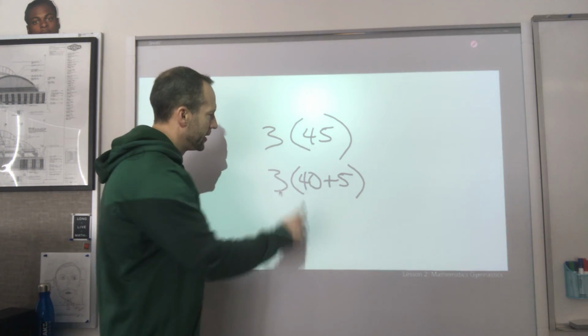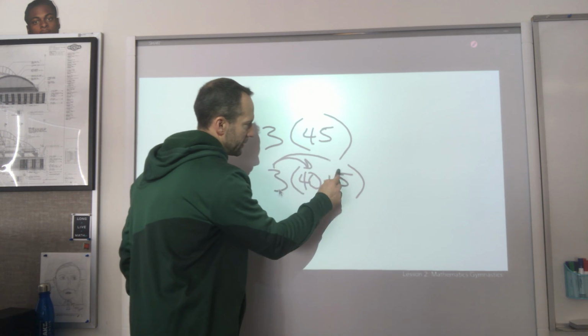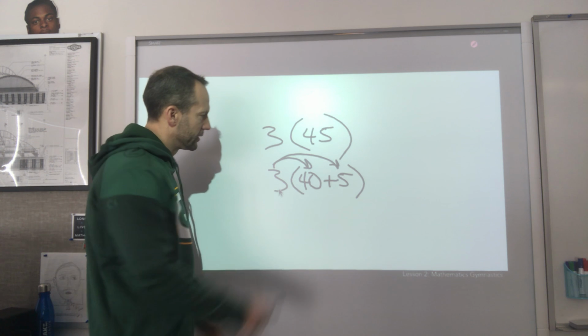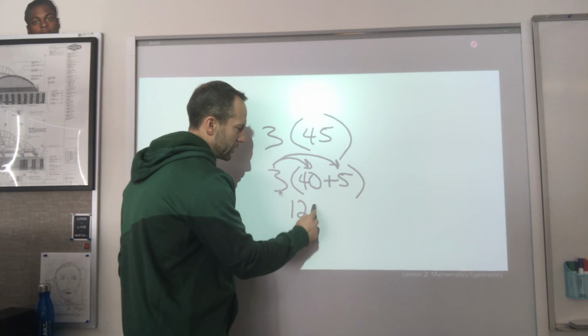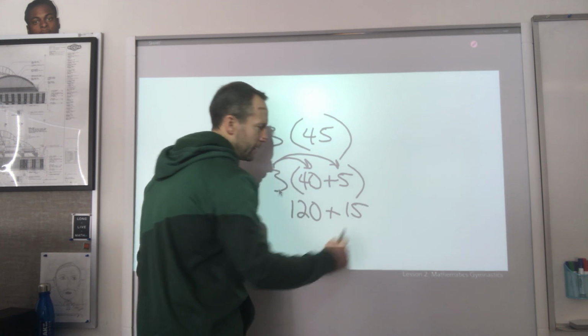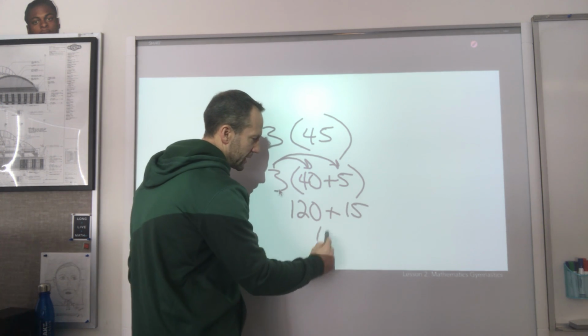Now, why would I do that? Because I can now apply the distributive property. 3 times 40 is a little bit easier to do in your head. So I know that 3 times 40 is 120. Plus, I know 3 times 5 is 15. And I can simply add these two numbers together to get 135.